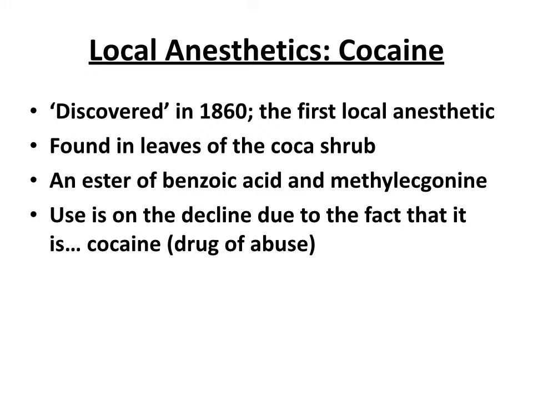Okay, so cocaine was the first local anesthetic that was used. It was first found in the leaves of the coca shrub, and it's an ester of benzoic acid and, how do you pronounce that, methylecgonine? I don't know. Anyway, leave that to medchem. Okay, and this did used to be used a lot as a local anesthetic, but cocaine's obviously a drug of abuse, so its use is on the decline.